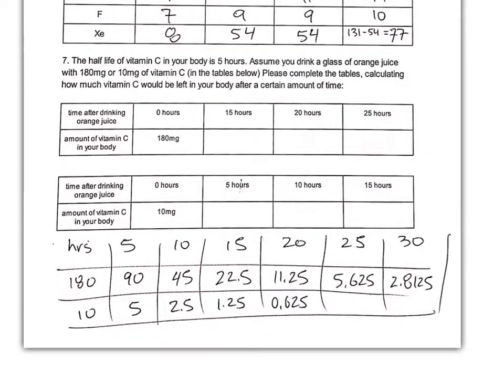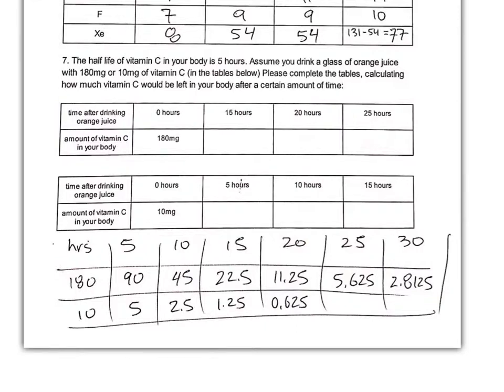Number 7 for half-life. There's definitely some confusion about this. Notice how we're told the half-life of vitamin C here is 5 hours. And these aren't equal 5-hour increments. Okay, actually here they are, but whatever. So I've created this little table where we have the starting value of 180, and each half-life I divide by 2. 180 divided by 2, 90. 90 divided by 2, 45. 45 divided by 2, 22.5. 22.5 divided by 2, 11.25. 11.25 divided by 2, etc.